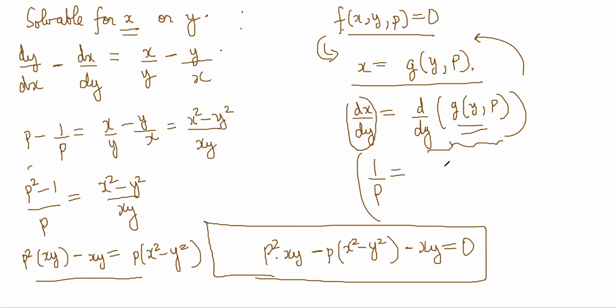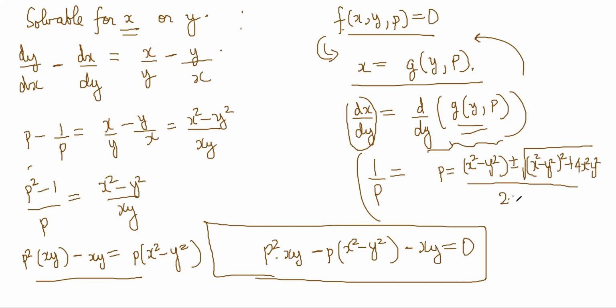So I will say p is equal to minus b, so x square minus y square, plus minus root over this square, x square minus y square whole square minus minus, so plus 4x square y square, right? Divided by 2 into xy, right? So now notice that this becomes plus x square plus y square whole square, right? So that will come out of the root as x square plus y square. Sure, no? Because of this.